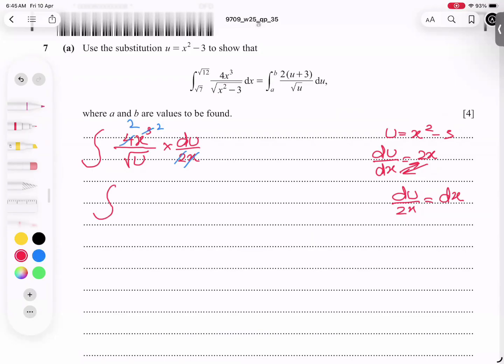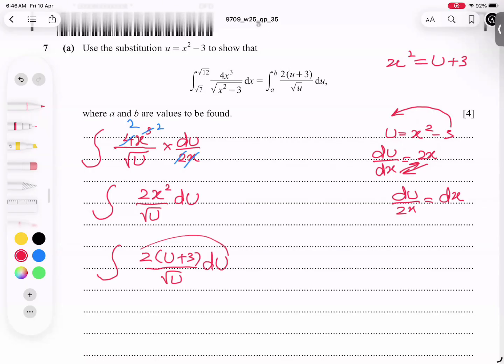So then what I finally get is 2x squared over root of u du. So x squared, I will make the subject from here. So 3 will go to this side: x squared equals u plus 3, which I'm going to replace. So 2 times (u plus 3) over root u. This is done. You can see it totally matches.